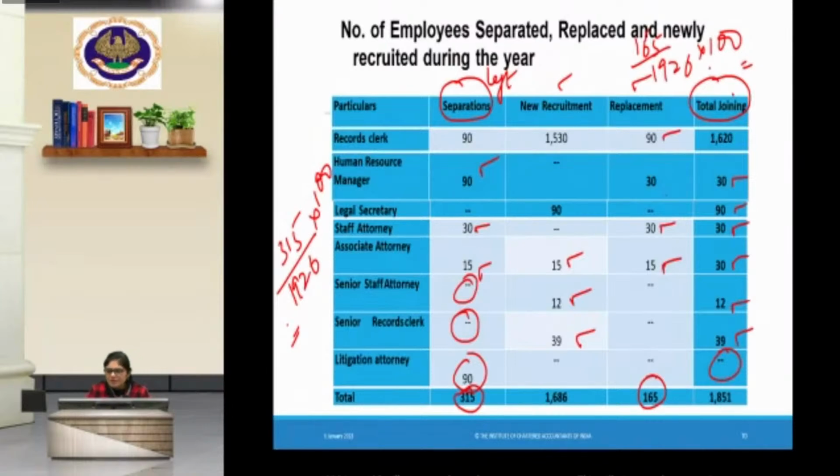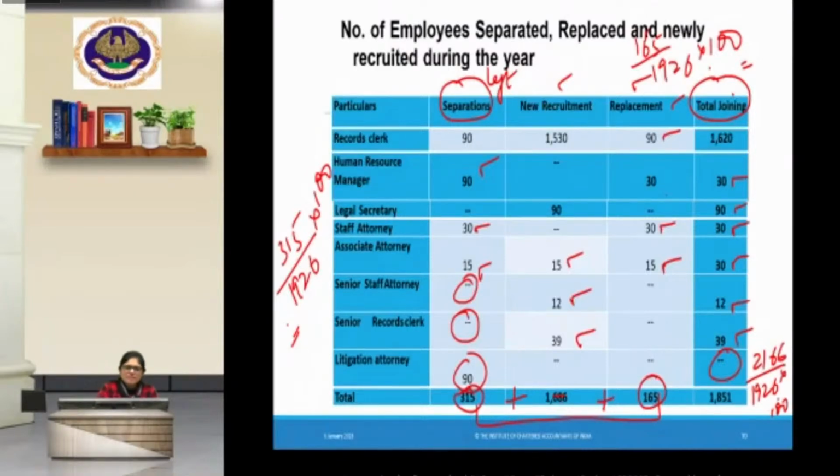And flux method, all of the everything. 315 plus 1986 plus 165. So for flux, you have to add all the three. In the question, the flux method is given that they have taken only replacements. They have not taken new joinee, but you have taken new recruitment also. For flux method, 315 plus 1686 plus 165. So total are for flux 2166 divided by 1926 into 100.